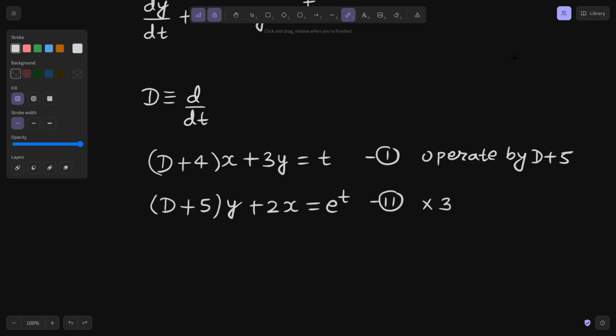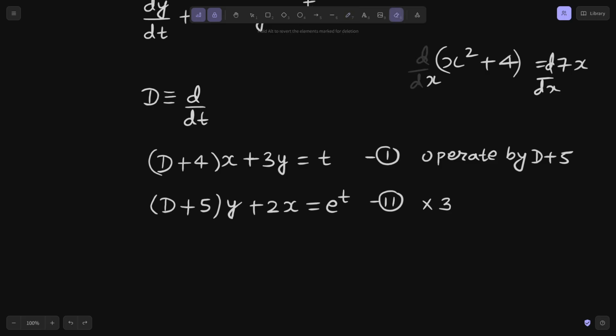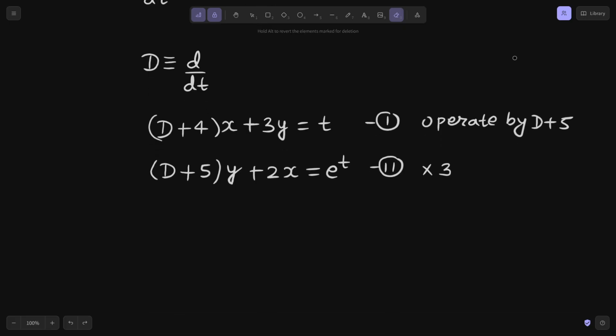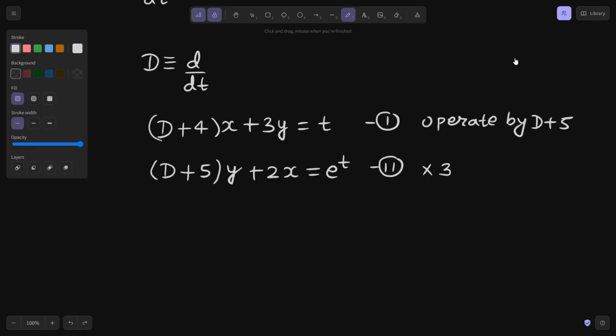Just like, let's say you have some equation like x square plus 4 equals 7x. If I differentiate both sides with respect to x, this is something called operating both sides. So both sides I will differentiate with respect to x. I am doing the similar thing here. So if I do so, then the coefficient of y will be the same. Fine, so let's do that.